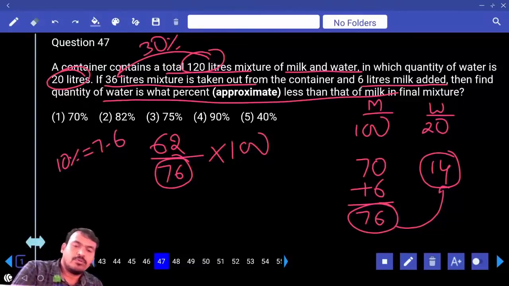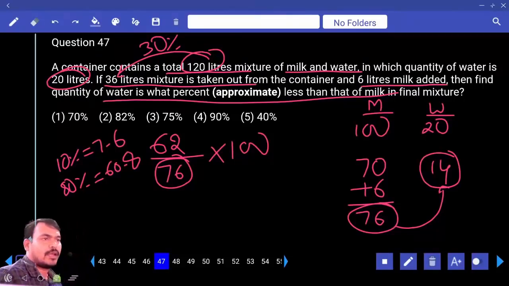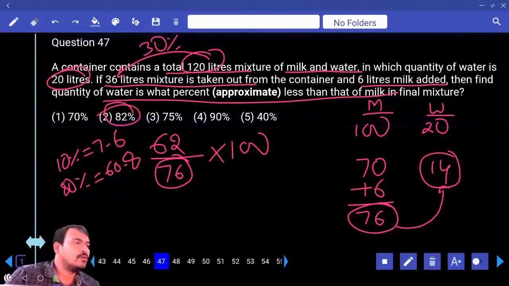More than 70. Suppose we take the 80% value or not? 8 sevens are how much? 56. 8 sixes are 48. So it is 60.8 or not? Means the answer will be more than 80 or less than 80? More than 80. What is the closest value? 82%.